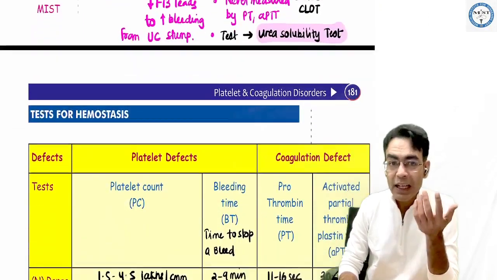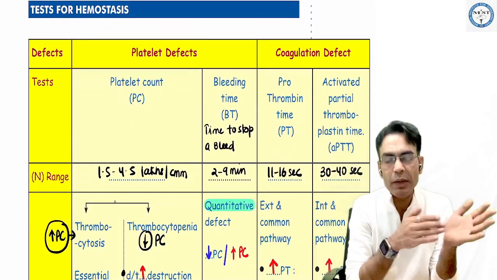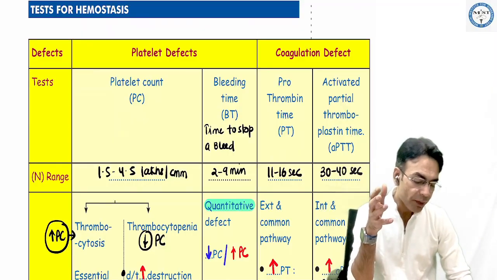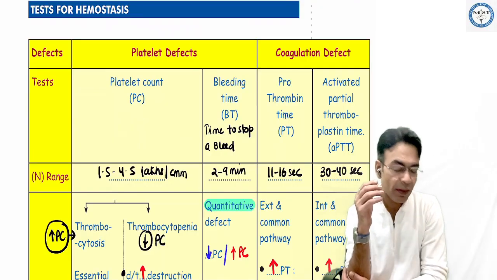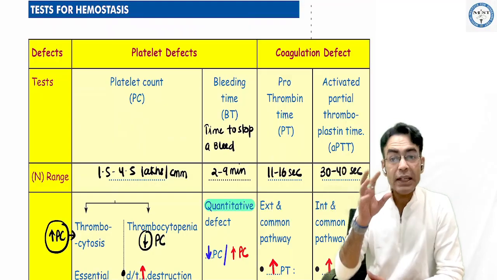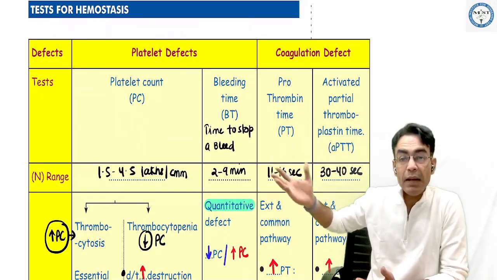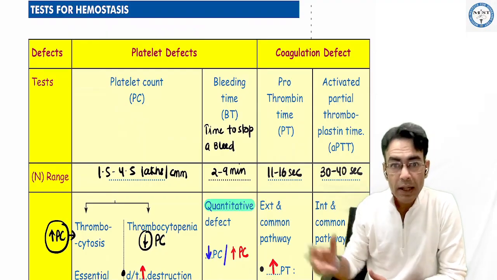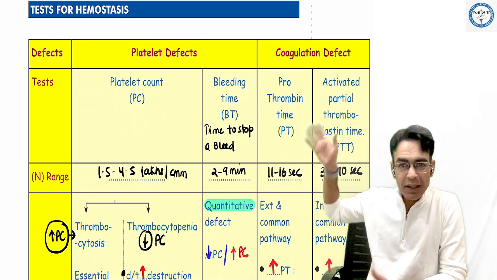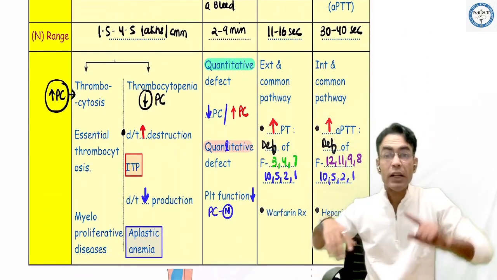Now, whenever we are dealing with any kind of bleeding problems or hemostasis, we can have platelet defects, we can have coagulation defects. So, to check the platelet defects, we can do platelet count and bleeding time. Now, the normal platelet count, we know, is 1.5 to 4.5 lakhs per cubic millimeter, and bleeding time is the time taken for a bleed to stop. It is 2 to 9 minutes. Then for coagulation defect, you can do PT and APTT. PT is 11 to 16 seconds, the APTT is 30 to 40 seconds. Now, the platelet count can be more, it can be less.